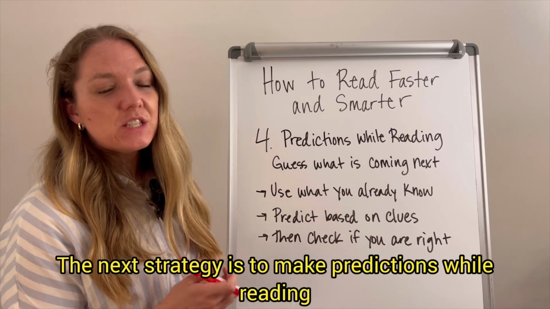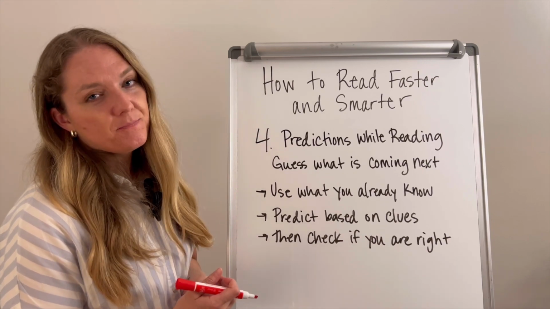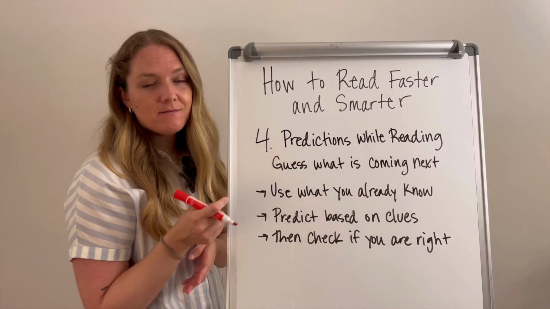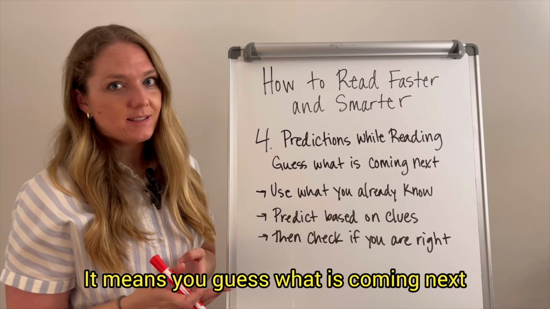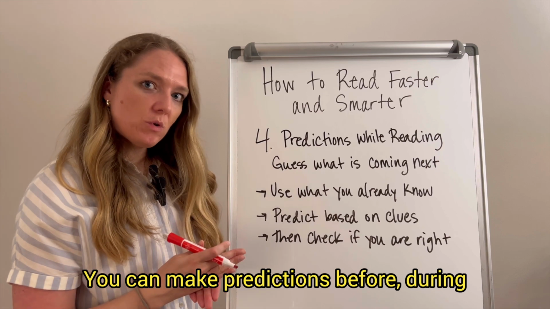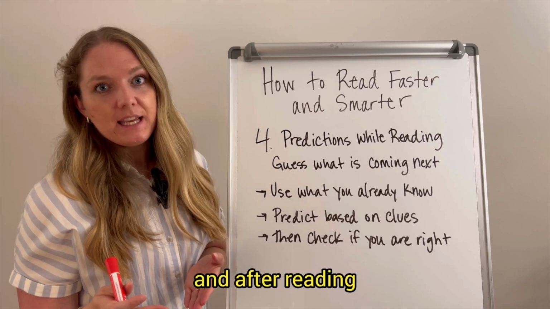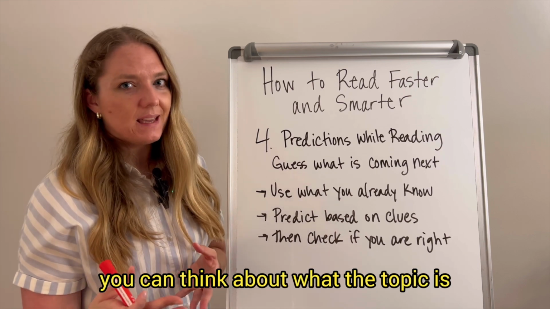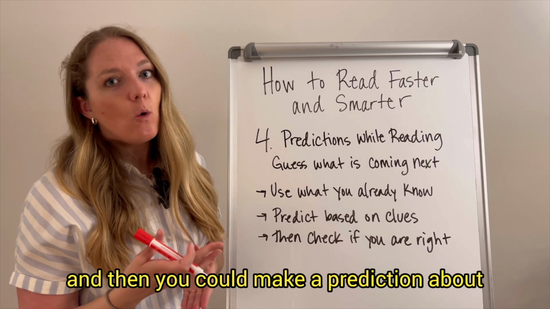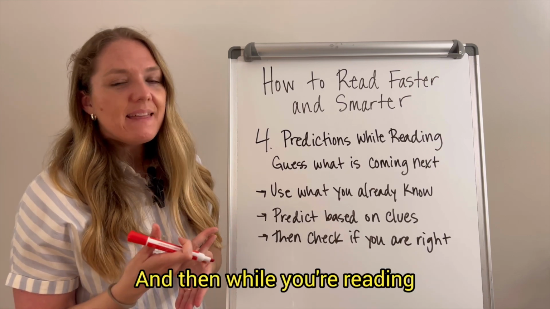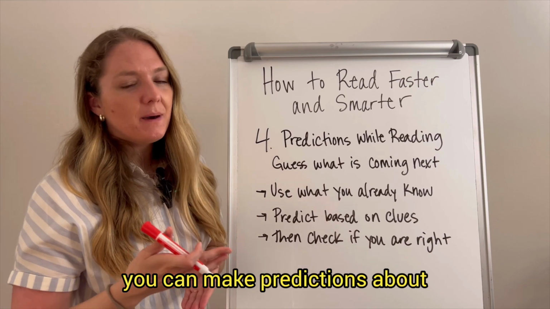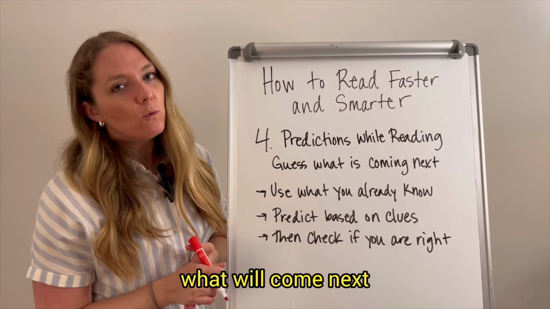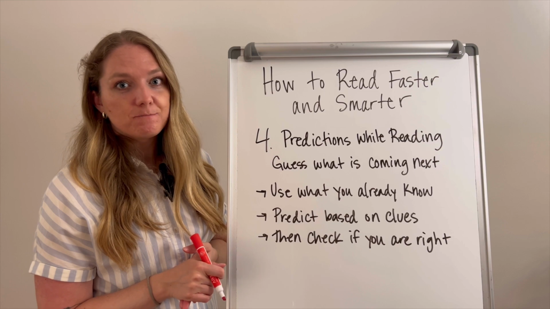The next strategy is to make predictions while reading. Making predictions means that you guess what is coming next. You can make predictions before, during, and after reading. Before reading, you can look at the title of the book, you can think about what the topic is, and then you could make a prediction about what the book will be about. And then while you're reading, you can make predictions about what will happen next. And then after reading, you can make predictions about what will come next after it is over.